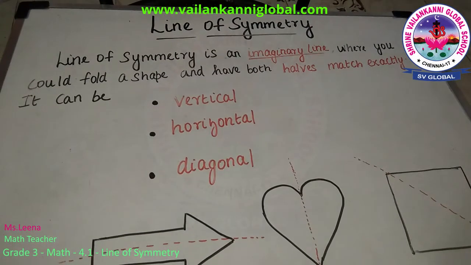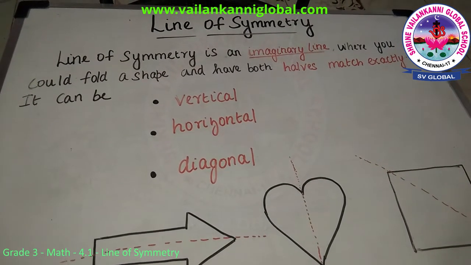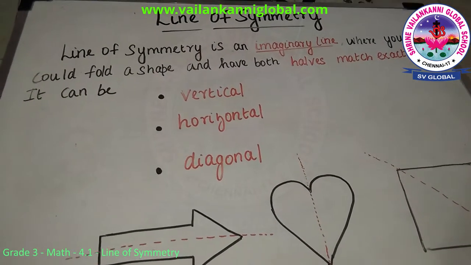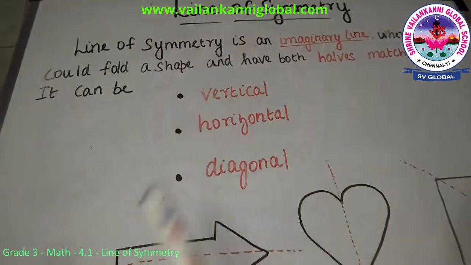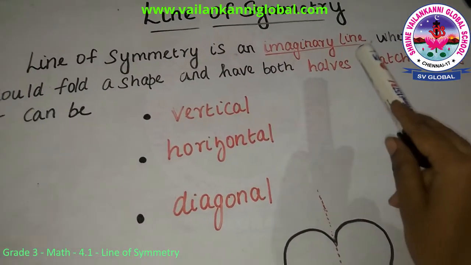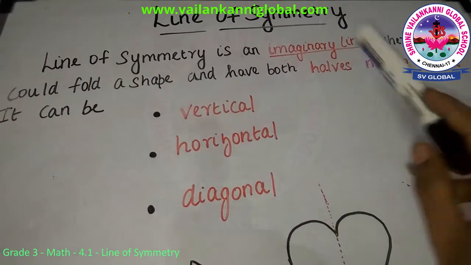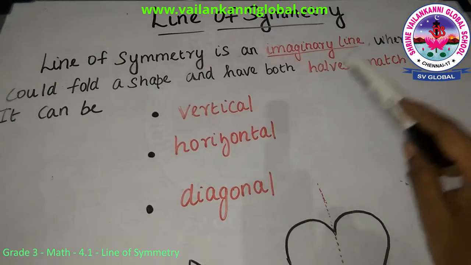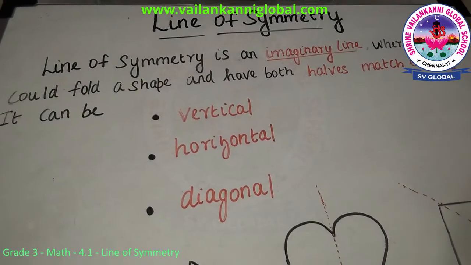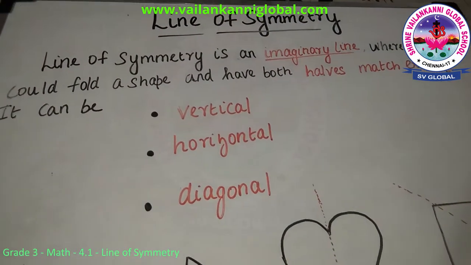Today we are going to learn about line of symmetry. So we know that symmetry is nothing but it will divide a shape into two equal halves. A line of symmetry is nothing but an imaginary line. It is a line where you can fold a shape, and it will have both halves match exactly. So when you fold the shape along this line of symmetry, both the halves will match exactly.